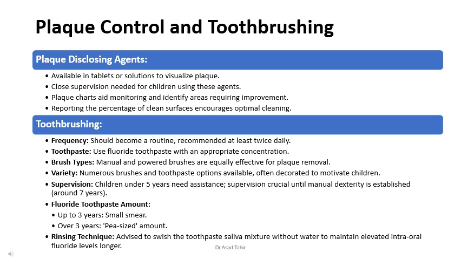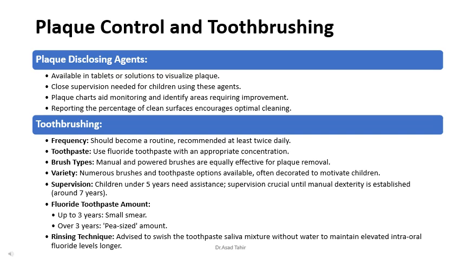Toothbrushing. How often? Brushing should be like your morning and bedtime rituals, something you do twice a day. Toothpaste. Use toothpaste with fluoride, which helps keep your teeth strong. There are lots of fun flavors and designs to choose from. Brush types. Whether you use a regular or electric toothbrush, both work well to clean your teeth. Supervision. If you're under 5, you'll need some grown-up help. And even after that, it's good to have someone watch until you're around 7 and can brush on your own.